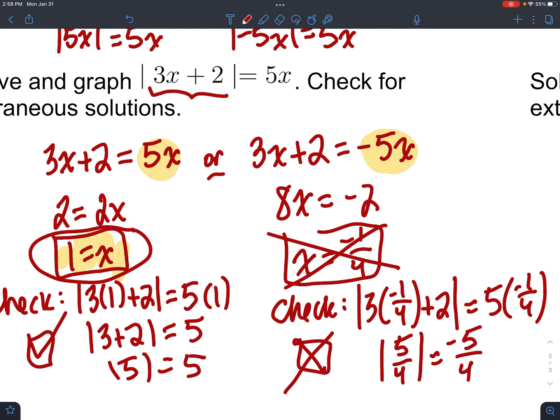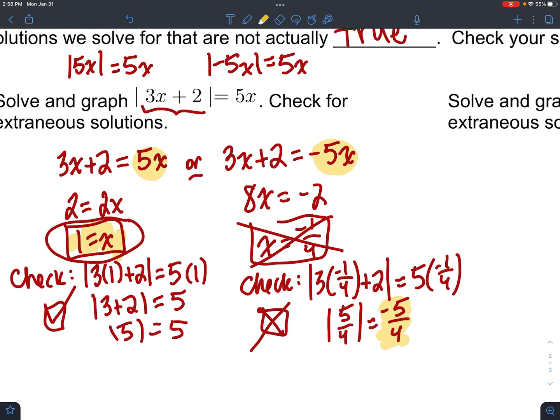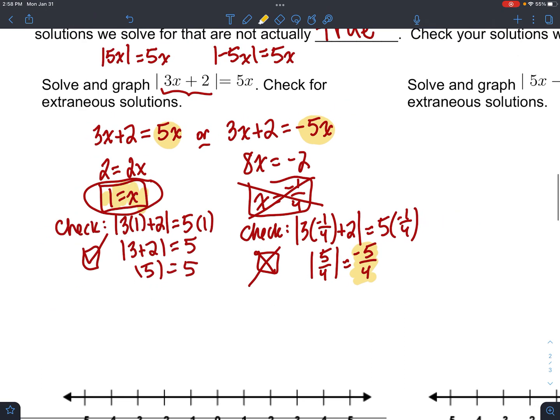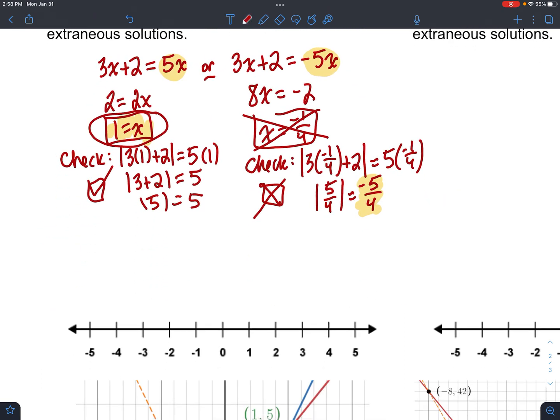And the absolute value of anything you want can never be negative. So it's this that was the problem. You got a negative, and you can never get a negative to show up from an absolute value. So we only have one solution. So I'm going to put that solution on my graph.